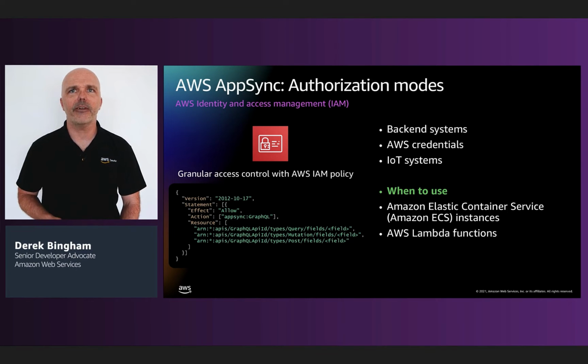You can also get very granular with these permissions too. As you can see in this example IAM policy, you can specify which fields the user in the policy has access to. So this is the mode that I would recommend using if you're accessing from an EC2 instance, because they use instance profiles, or if you're using an AWS Lambda function to access the API. So here you can also specify the permissions that the Lambda function should have.